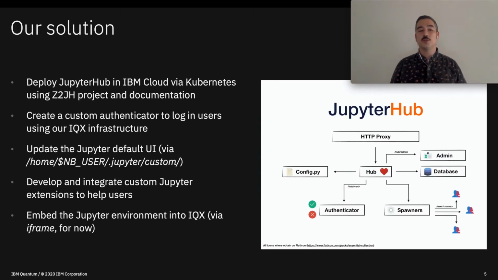What was the solution proposed? Deploy a JupyterHub into IBM Cloud via Kubernetes using Zero to JupyterHub project and its documentation. Create a custom authenticator to log in the users using the existing infrastructure we have. Also, update the Jupyter default UI, develop and integrate custom Jupyter extensions to help our users, and embed the Jupyter environment into IQX via an iframe for now.